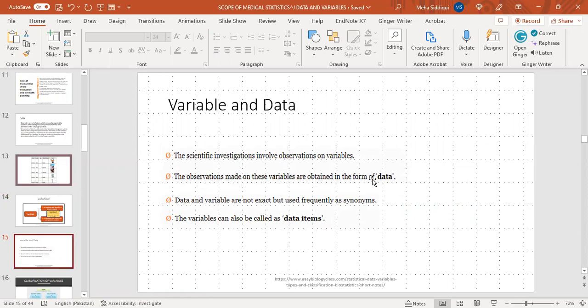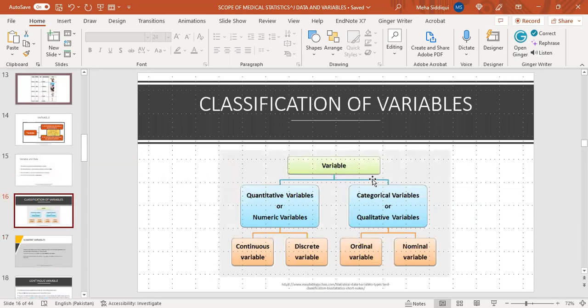Data and variable are not exact, but mostly they are used as synonyms. They are used interchangeably. The variables can also be called data items. So moving on to classification of variables. The variable is classified into quantitative variables or numerical variables, which are further divided into continuous variables or discrete variables, whereas the categorical variables or qualitative variables are further divided into ordinal variables or nominal variables.